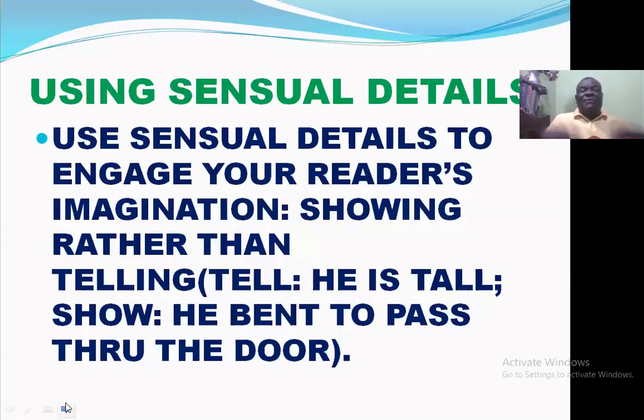You are describing a very fat woman, and you are not just saying the woman is fat, but you say that when she entered, she filled the entire room. You use a hyperbole, an element of exaggeration, just to give the reader the picture of how fat this woman is. But you are not really saying it's fat. You are not telling, you are showing. So that is a very, very important way of telling a story.